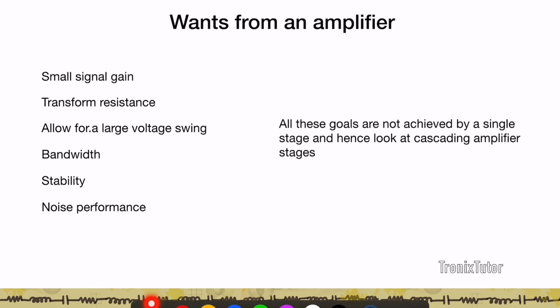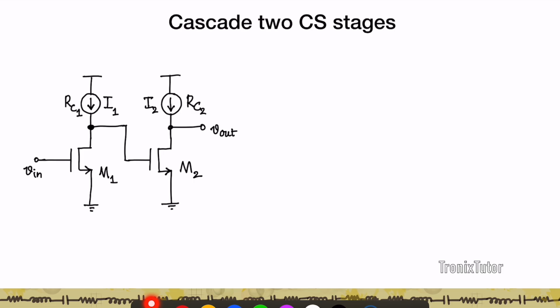Now, when we look at the simple stages we've seen so far, it's very hard to achieve most of these goals from a single stage, right? And that's why many a times when we implement circuits, we do what is known as a cascade of circuits. That is, we connect multiple stages together so that we can achieve some of the wants for our particular design. Now let's look at a very simple case where we want to cascade two common source stages.